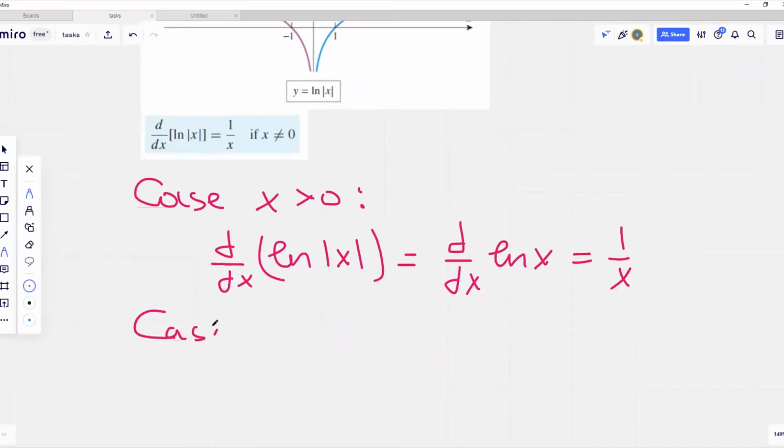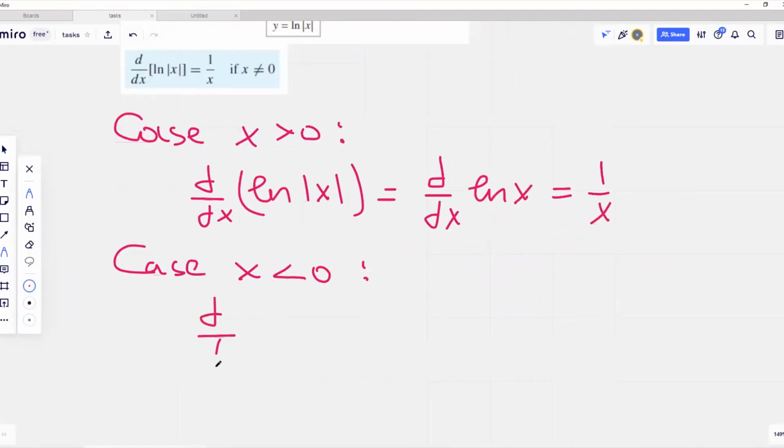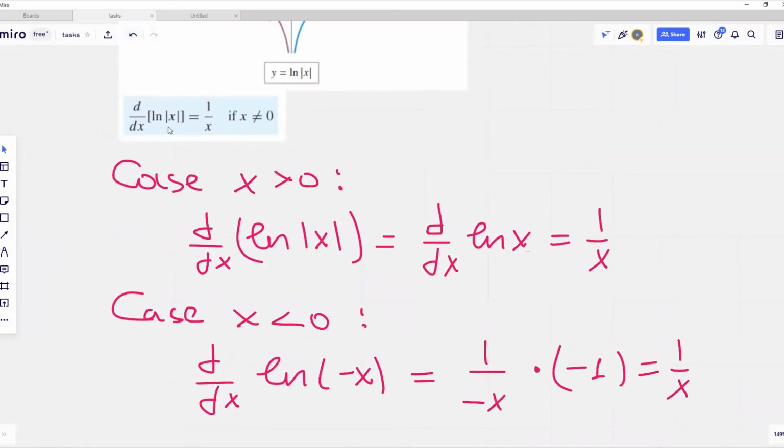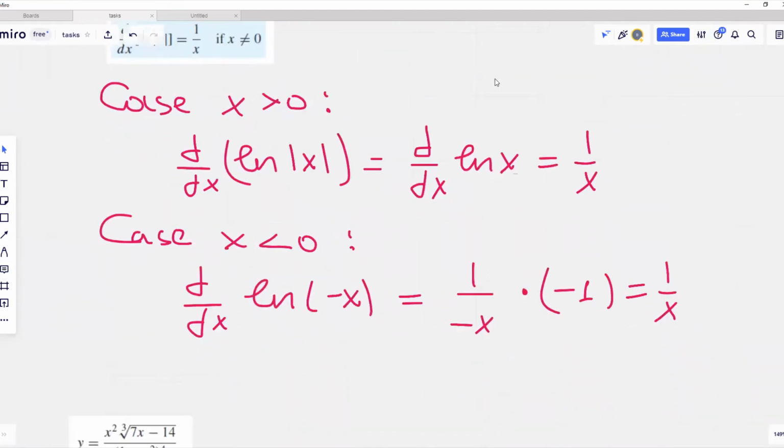In the case when x is less than 0, we have d over dx of ln of minus x. Using the chain rule here, first we take the derivative of ln of minus x at minus x, which is equal to 1 over minus x. Then we take the derivative of the inside function, which is minus x. The derivative of that is minus 1. So this is 1 over x, showing that the derivative of ln of absolute value of x is equal to 1 over x.